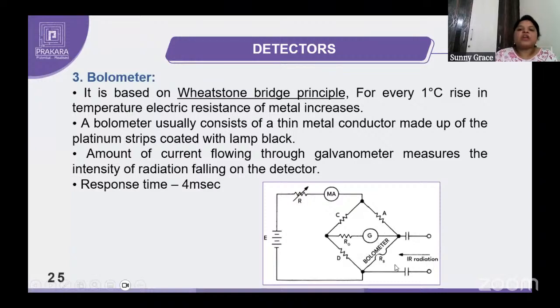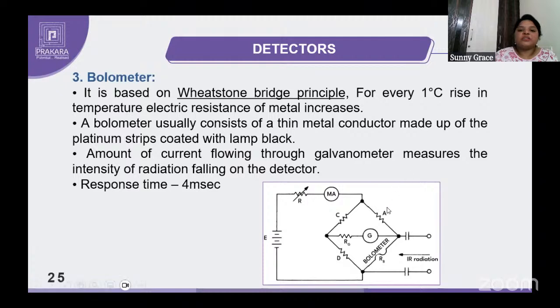Here, whenever IR radiation falls on the indicated resistors, these two are made up of platinum strips. Whenever the IR radiation falls on this platinum strip, what happens? Obviously, it will create a deflection in this galvanometer. To balance this galvanometer back to 0, you have to use some kind of resistance over this, right?